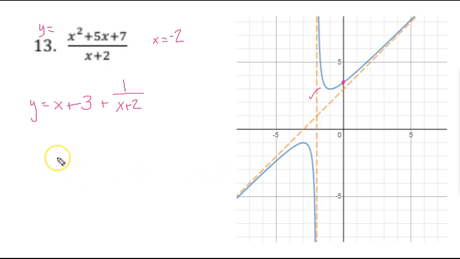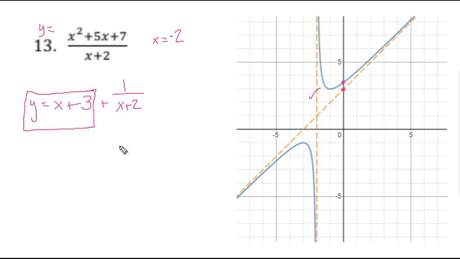And if we take a look at the mixed number, we find an even crazier association. If you take a look at our slanted asymptote, it has a y-intercept of 3 and a slope of 1. The equation of this line is x plus 3. What? So there's some great associations there.